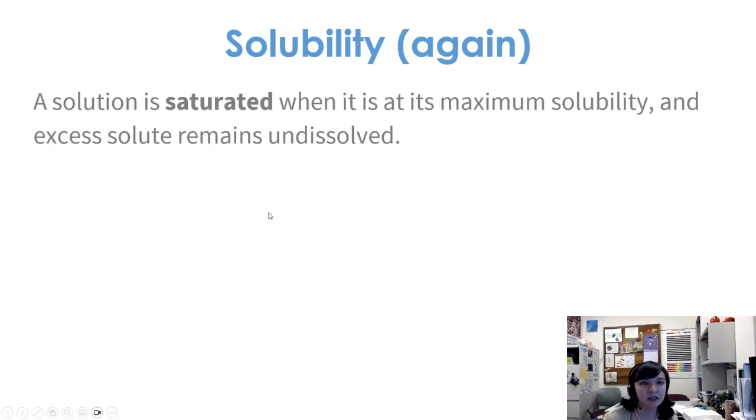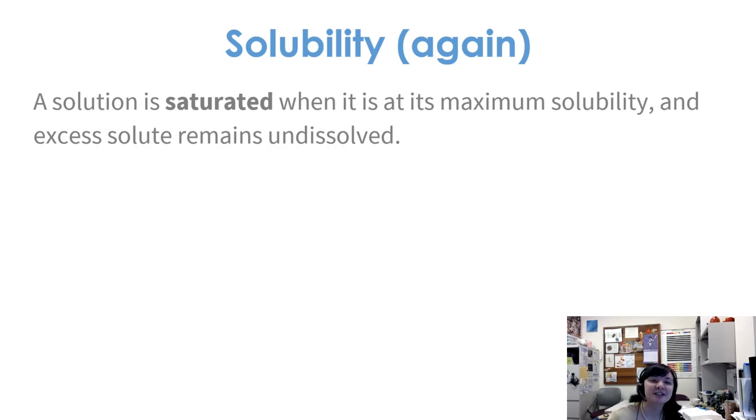Solubility, to be a little bit more clear, is the maximum concentration that a solute may have in a solution or in a solvent. When it does reach that maximum concentration, we say that the solution is saturated. It's at its most concentrated point, and if we were to add any more solute to the solution, it wouldn't dissolve. So every solution has that maximum critical point. Even table salt, which you think is very soluble in water, does have a limit.